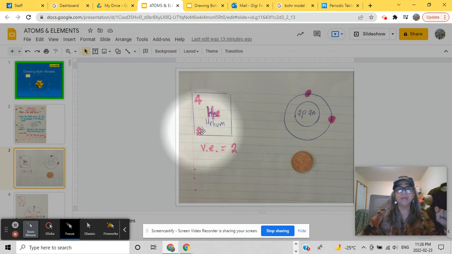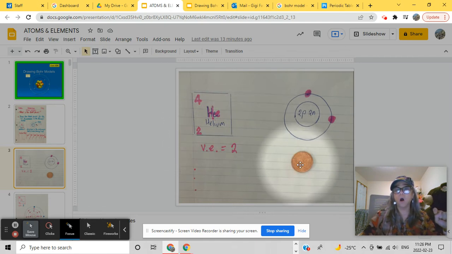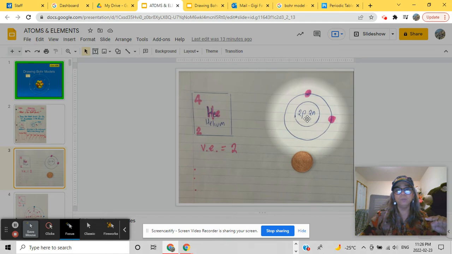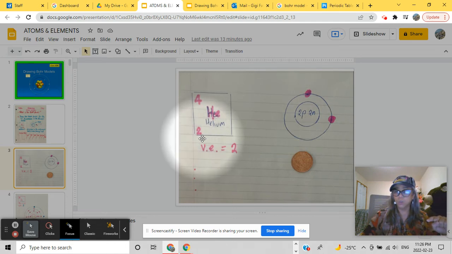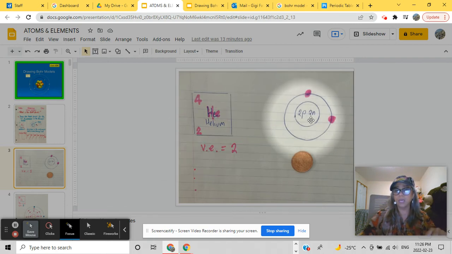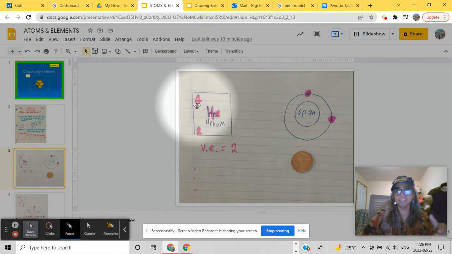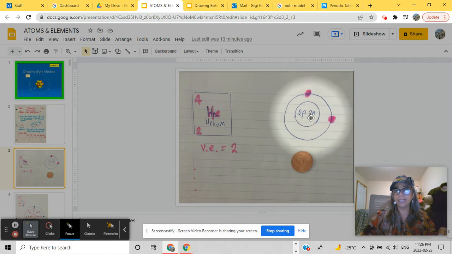So if you start to draw using the coin, the nucleus, you have 2p. Why 2p? Because I have 2 here. Atomic number equals protons equals electrons. So there you go, 2p. 2n, why 2? Because you have it as 4 minus 2. That's why you have a 2n.